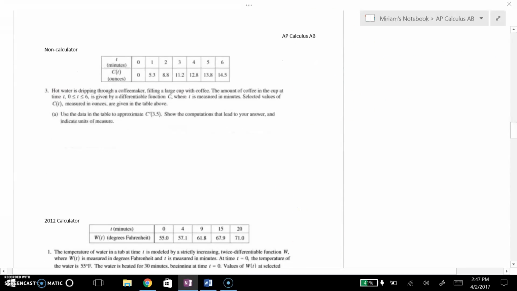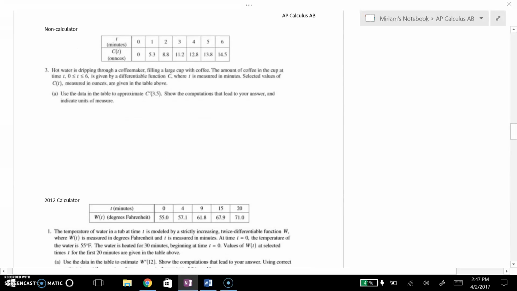All right, I love these problems, the table problems, and I'm going to show you why. Take a minute to read the problem to yourself. Pause the video when you need. Okay, the problem says, use the data in the table to approximate C prime of 3.5. Show the computations that lead to your answer and indicate units of measure.